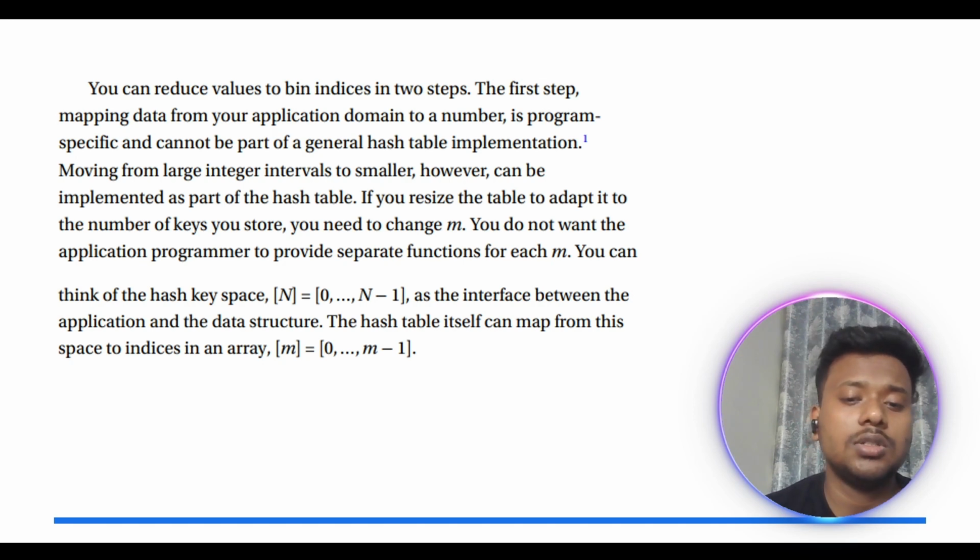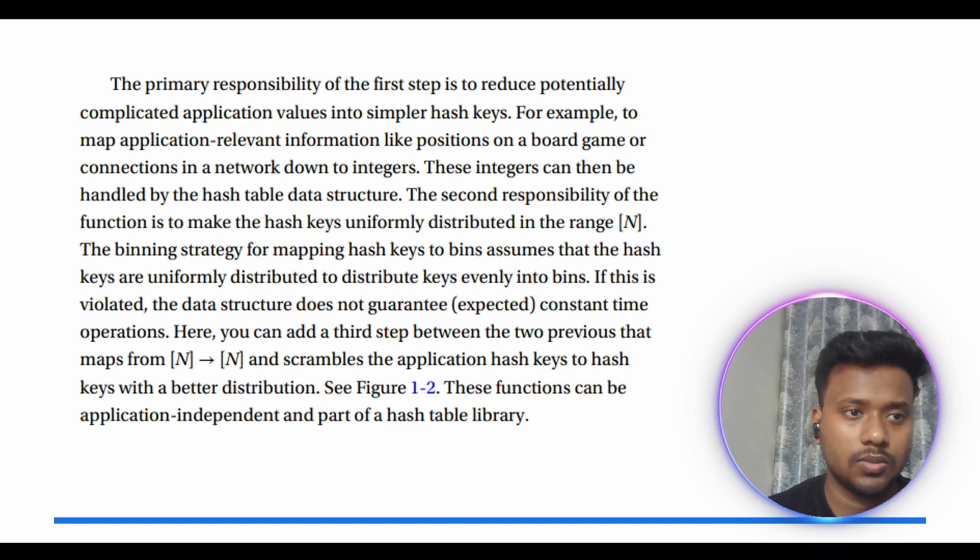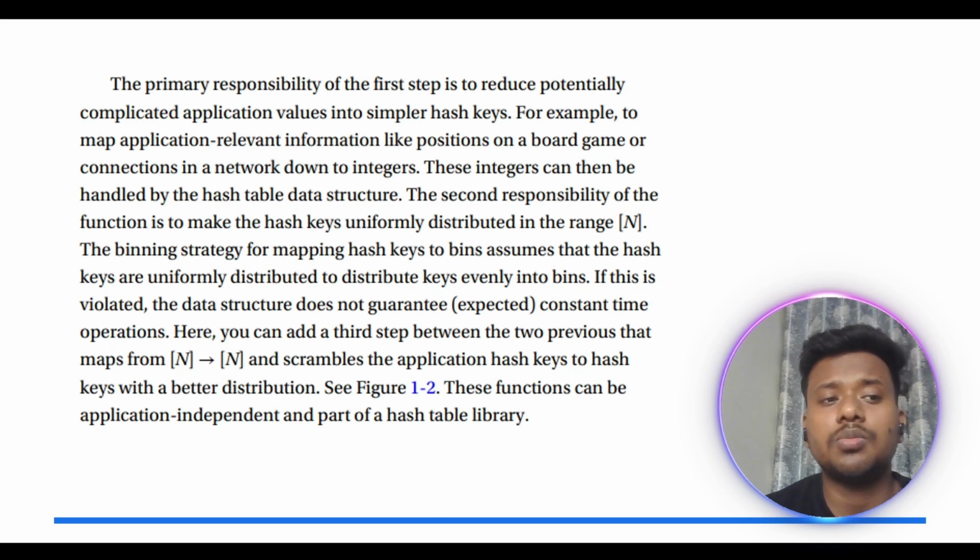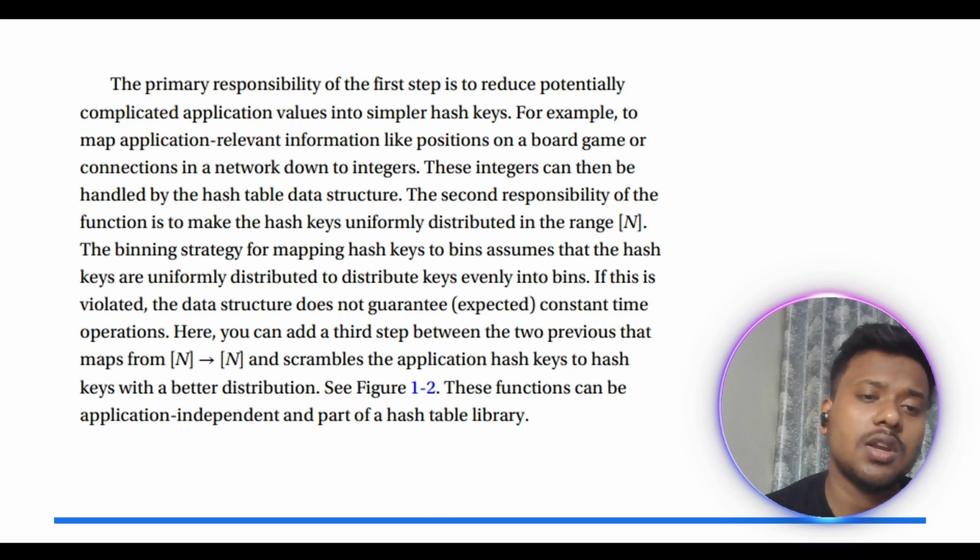The hash table itself can map from this space to indices in an array, where m can belong from 0 to m minus 1. The primary responsibility of the first step is to reduce potentially complicated application values into simpler hash keys. For example, to map application relevant information like position on a board game or connection in a network down to an integer. These integers can then be handled by the hash table data structure.